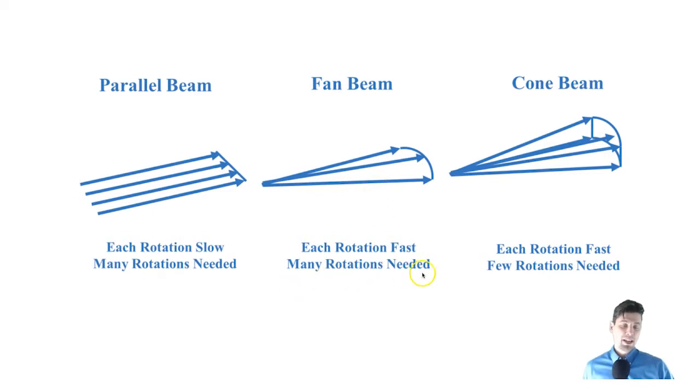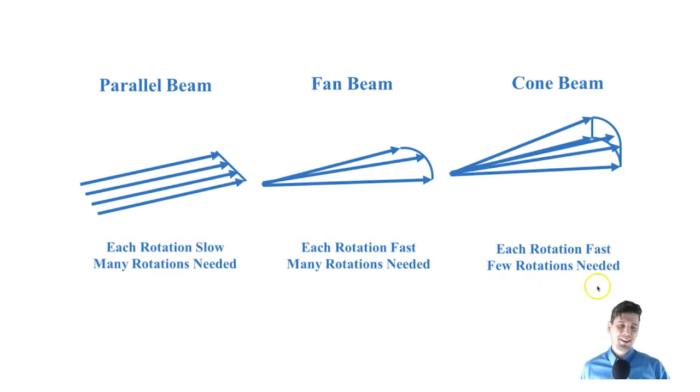Again, many rotations are needed because in fan beam CT, we only get one given slice. Each time we get one slice. So then what came after that was cone beam CT, and the geometry is the same as the third generation CT, where X-ray source and X-ray detector are mounted straight across from one another. But here, each rotation is fast, and fewer rotations are needed in order to scan the object.